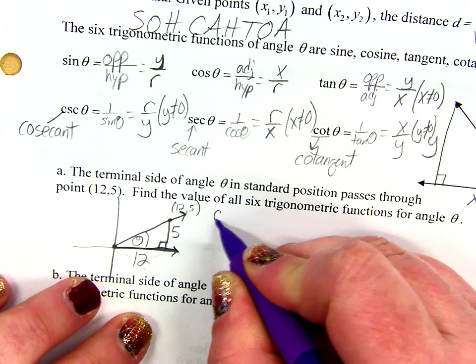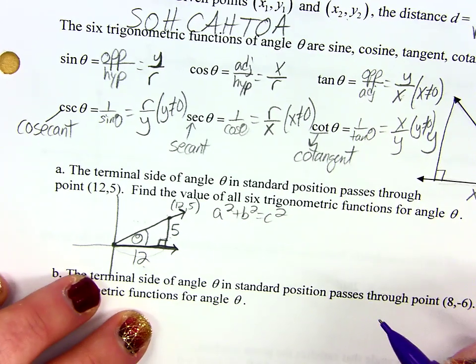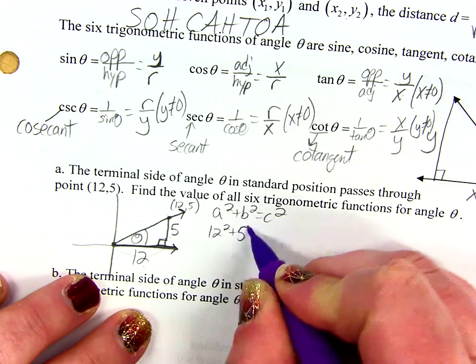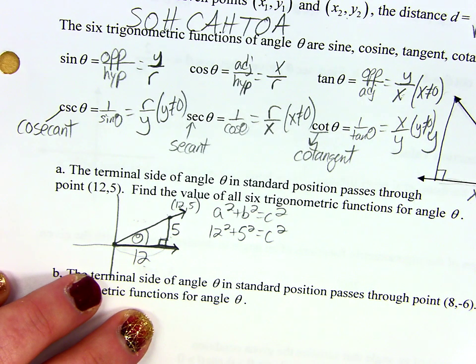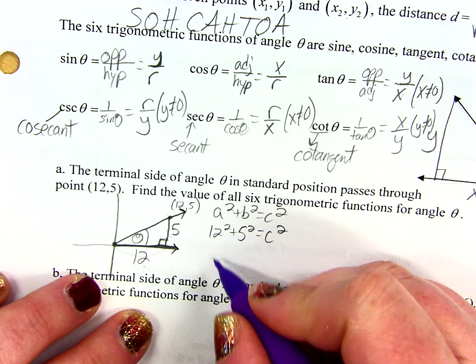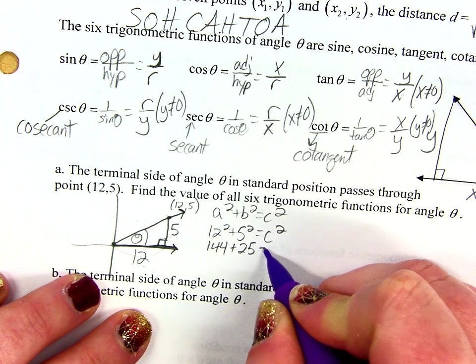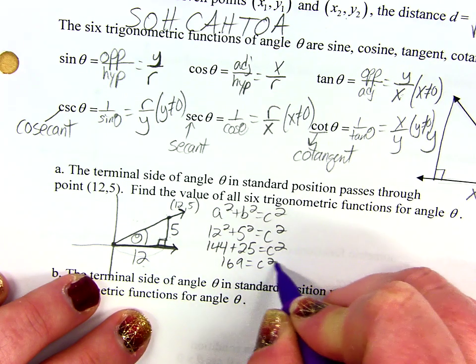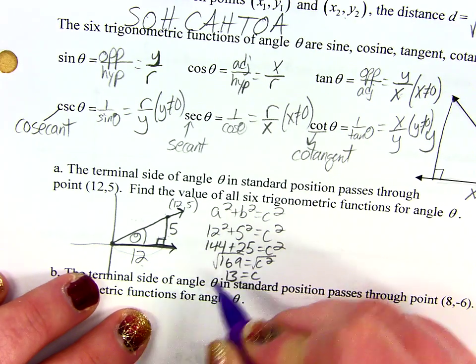Pythagorean theorem. a squared plus b squared equals c squared. So let's pop those pieces in. 12 squared, 5 squared. Always make sure that c is the hypotenuse. a and b don't matter, you can mix those up, but c has to be the hypotenuse. So that's 144 plus 25. That's 169 equals c squared. So the square root is 13.